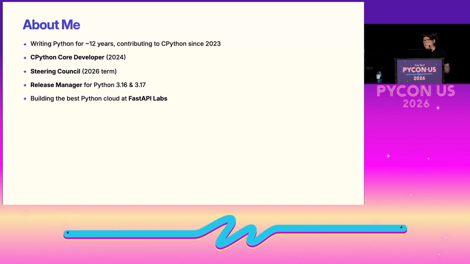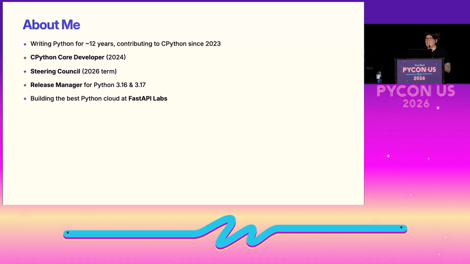Okay, a quick, brief intro about me. I've been writing Python for about 12 years now. I started contributing to CPython in 2023, and I became a core dev in 2024. I am also currently on the steering council this year, which is the largest honor ever, and I am the release manager for the upcoming Python 3.16 and 3.17. My day job is at FastAPI Labs, where we are building the very best Python cloud for your FastAPI applications. I also work on some open source stuff over there as well.